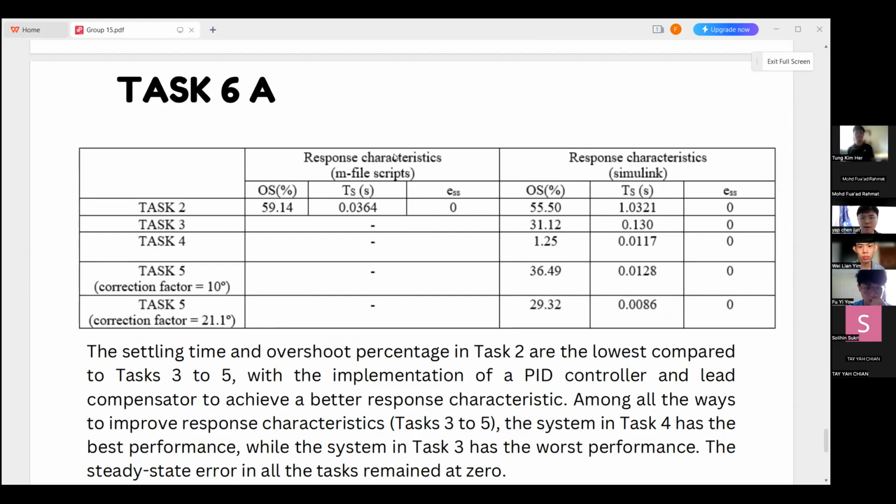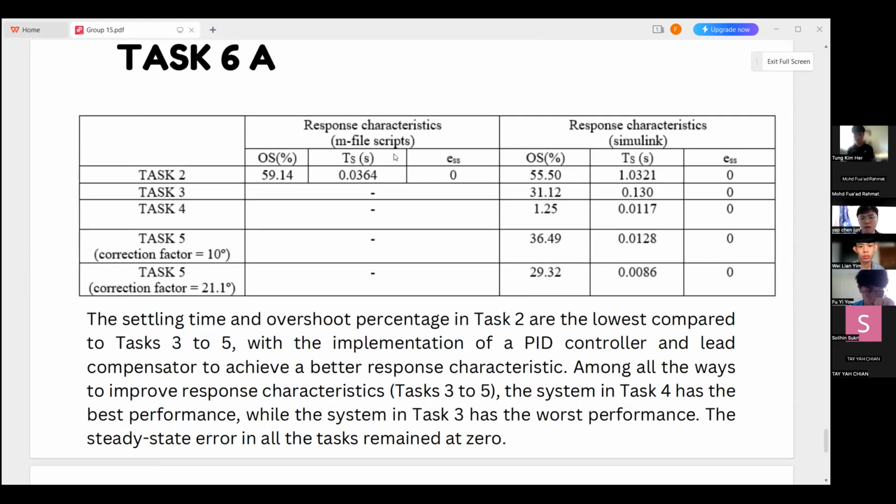As shown in the table, by using the tuning tools of the PID controller in Simulink, we can let the system achieve the best performance in response characteristics in task 4.